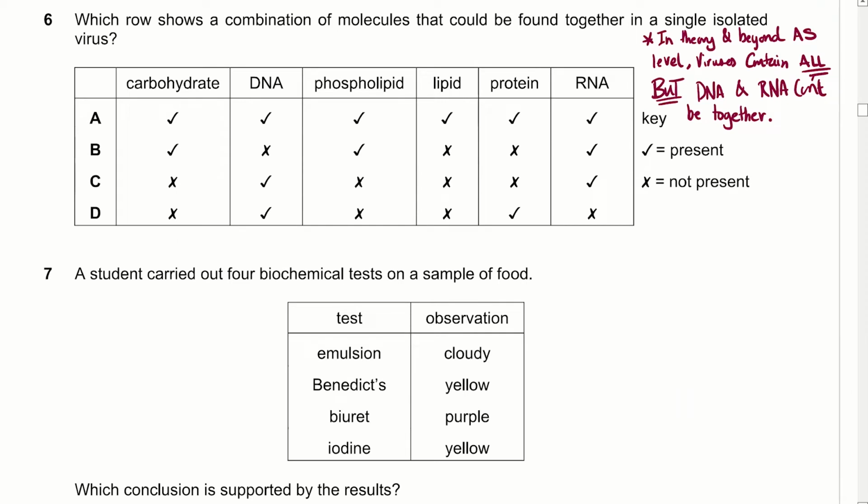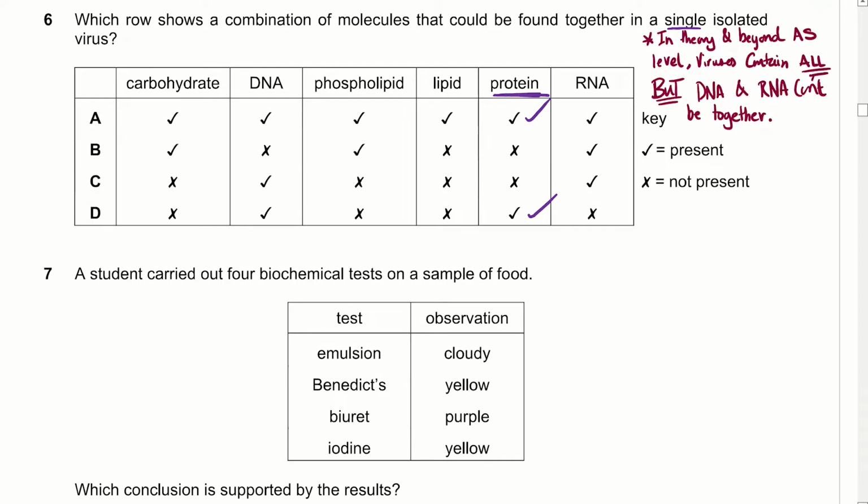Question number 6. Which row shows a combination of molecules that could be found together in a single isolated virus? So I've written a side note here. In theory, and beyond AS level, viruses contain all of these components. But DNA and RNA cannot be together in the same single virus, as written here in the question. Let's start with the most simple component present in a virus. In this case, it is definitely going to be a protein coat. So we know that A and D are going to be correct.